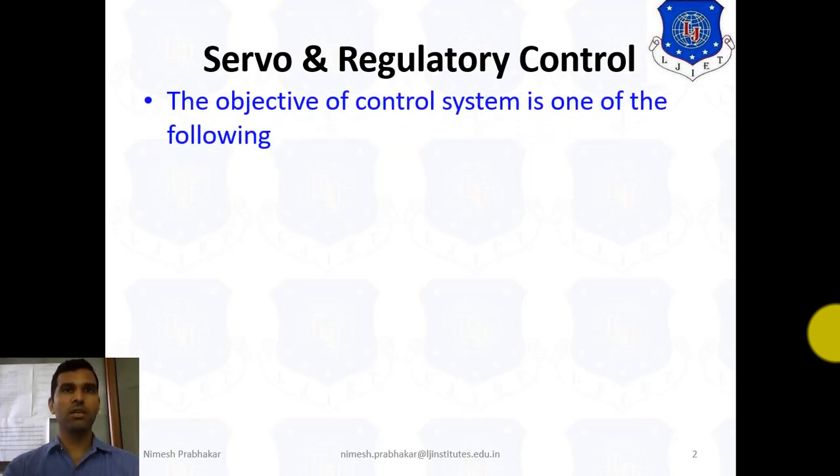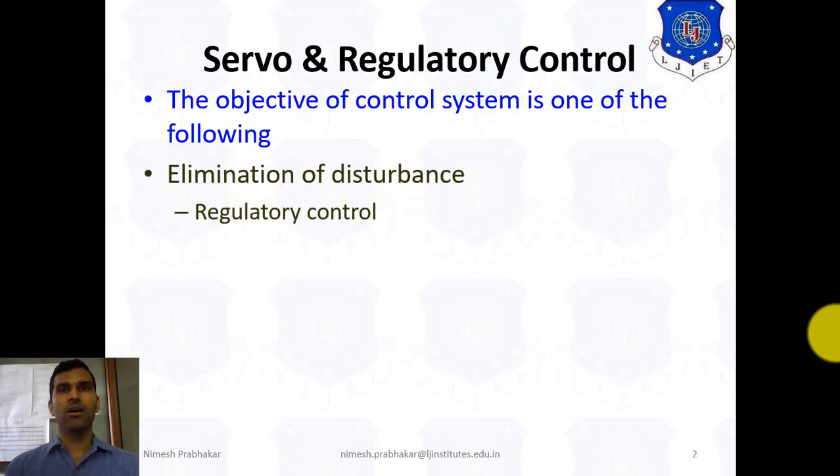First of all, we see the objectives of a control system. The first objective of any control system is elimination of disturbance. That means to reduce or eliminate the disturbance. That can be achieved by using regulatory control. So a regulatory control system helps to eliminate the disturbance.